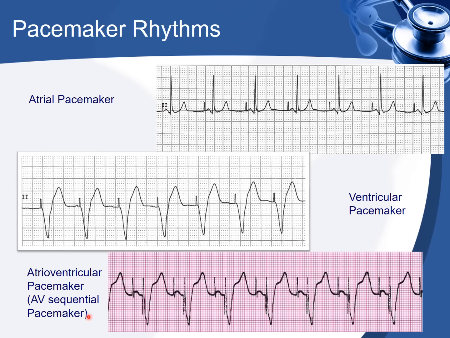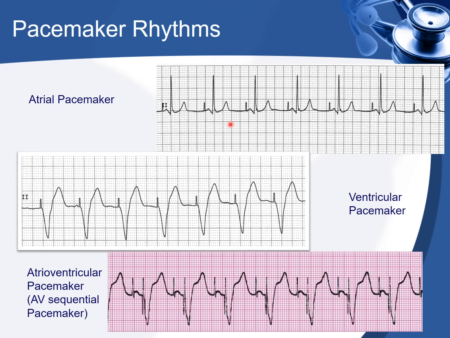The next group of rhythms we're going to look at are pacemaker rhythms. Pacemakers can be either temporary, which means we can put them in at the bedside, or permanent, which means they have to be put in under surgical conditions. Pacemakers can pace the different chambers of the heart. They can pace the atria, they can pace the ventricles, or they can pace both chambers.